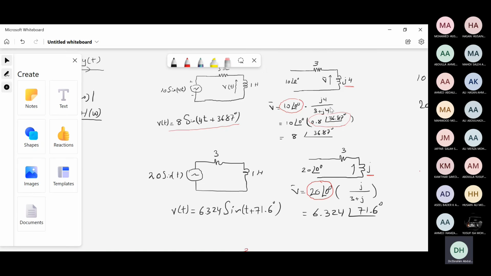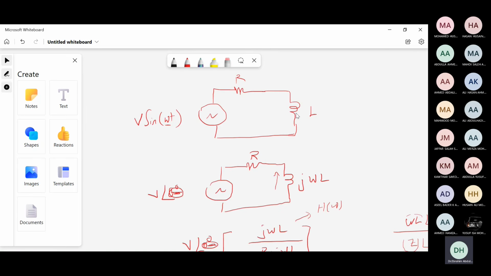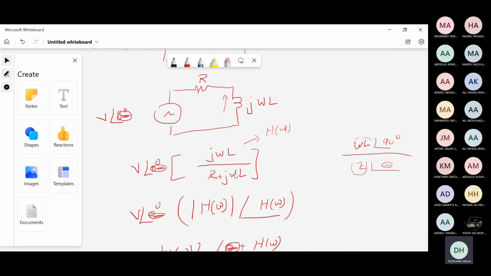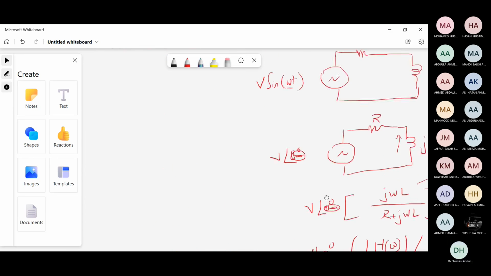If you have numerical numbers, very easy, just use your calculator and you can find it. While this one, it is again easy. So it is complex divided by complex. And we did something similar in revision.